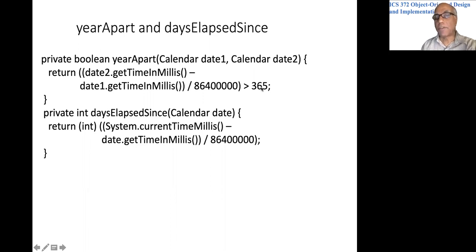That is not a perfect calculation, but that is good enough for our purposes, because we just want to illustrate the idea of refactoring. We don't have to get the exact numbers to understand what refactoring is all about. And this is the number of days elapsed between today and this date.